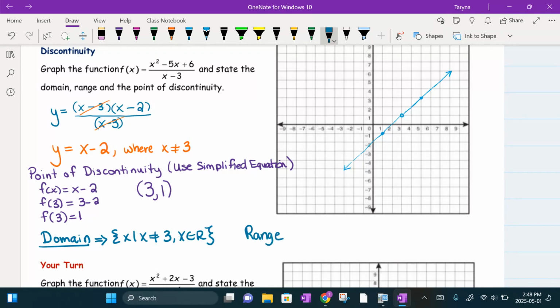Right, so points of discontinuity inputs and vertical asymptotes are always domain restrictions. Horizontal asymptotes and outputs of points of discontinuity are always range restrictions. So my range restriction would be the y of my point of discontinuity, because there's a hole there, right? So I can never get a 1 as my output. So y cannot equal 1.